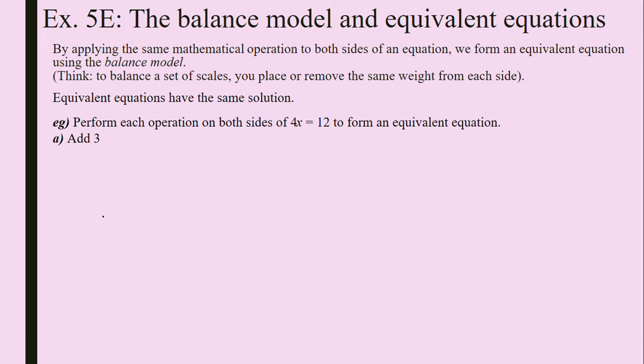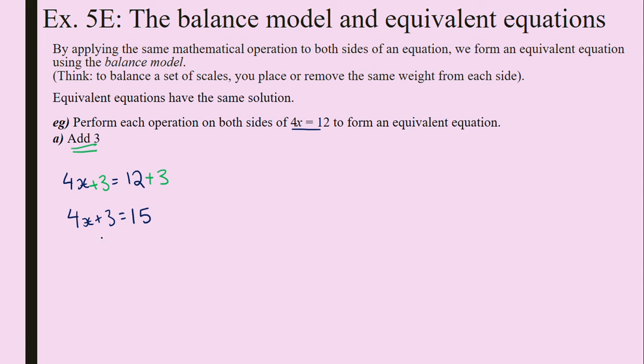So we have 4x equals 12, and we're going to complete the operation of adding 3 to both sides. So I've done that in green, okay? And what we end up with, we simplify. 4x plus 3 equals 12 plus 3, which is 15. We've just added 3 to both sides.